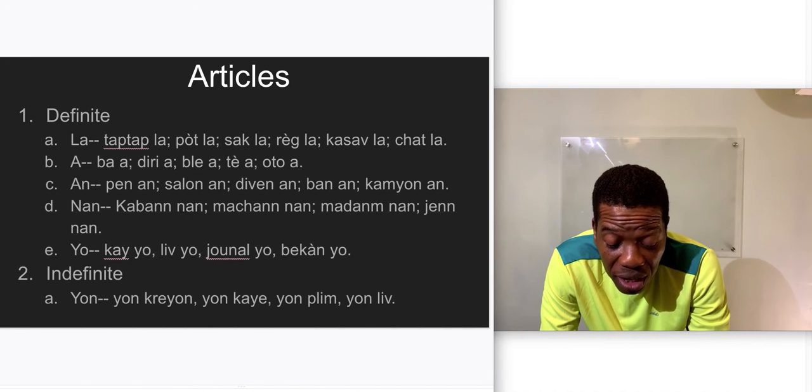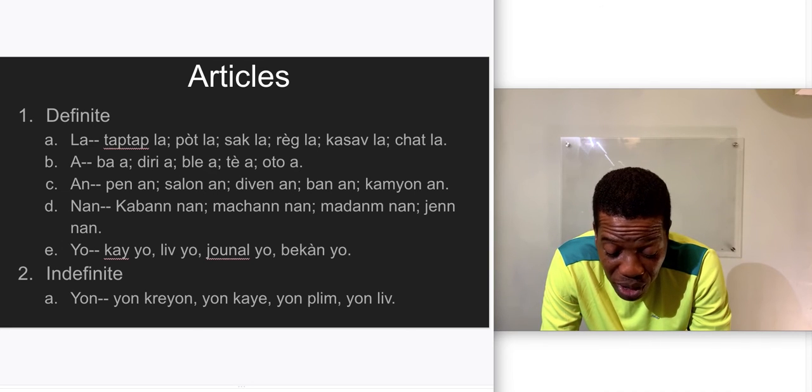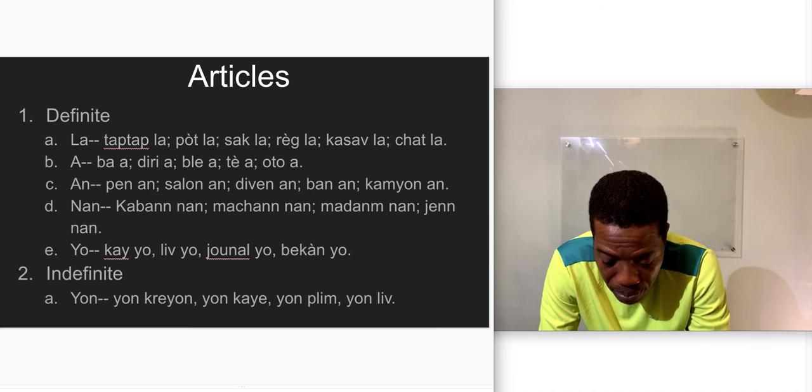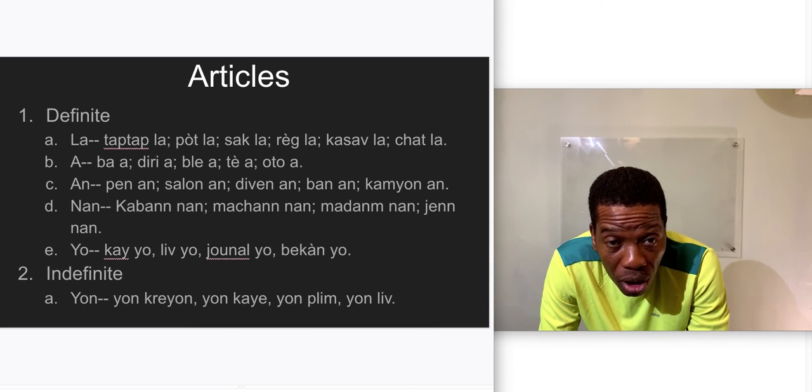Now, you know the trick. If you see the word, you don't understand it, you go on Google. If you don't know what it means, go on Google and you look it up, right? That's right. Like, for instance, yon crayon is a pencil. Yon cahier, a notebook. Yon plume, a pen. Yon livre, a book. All right?